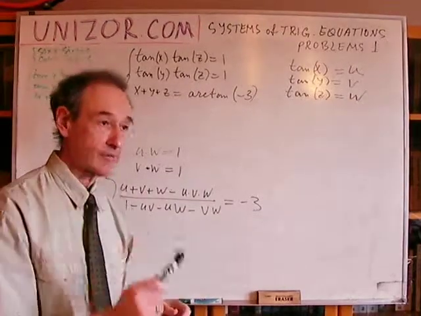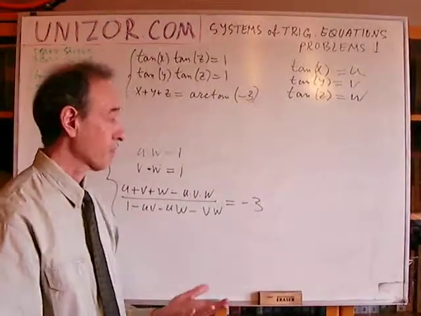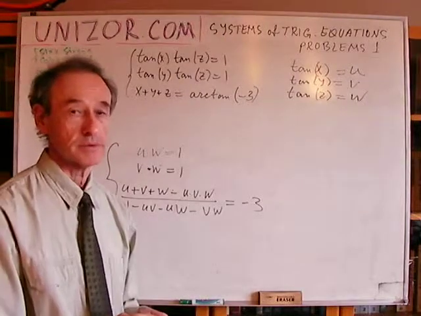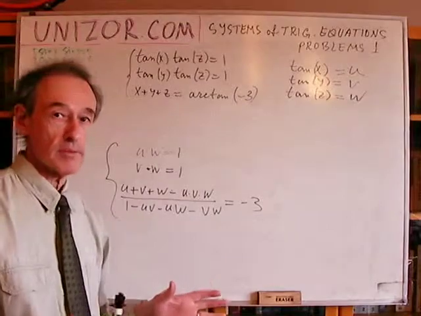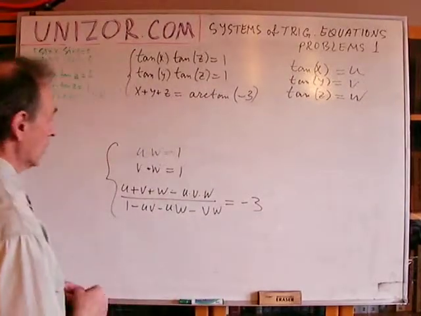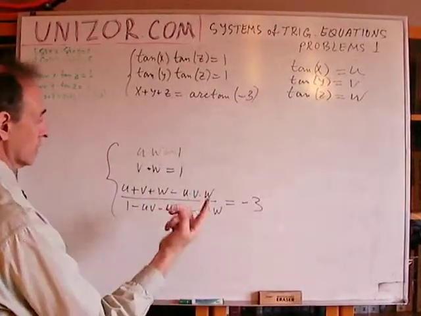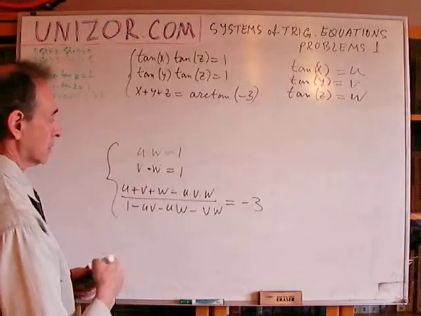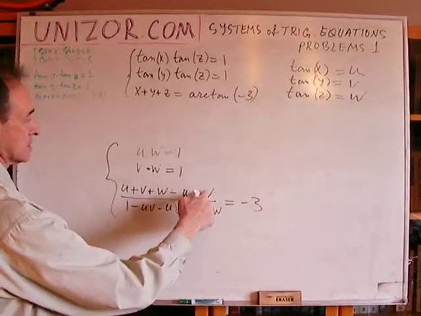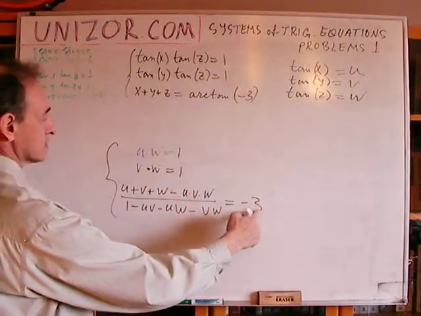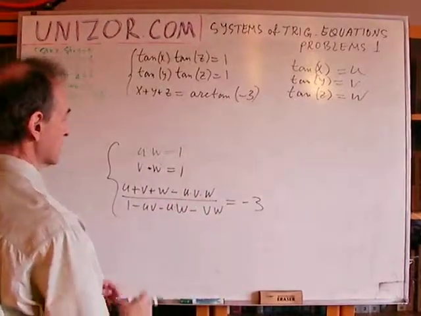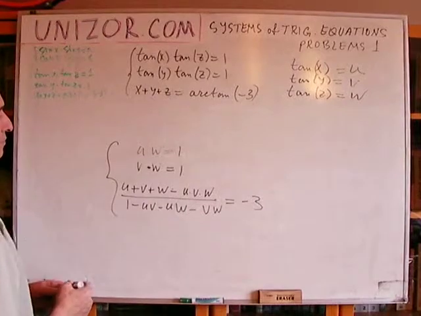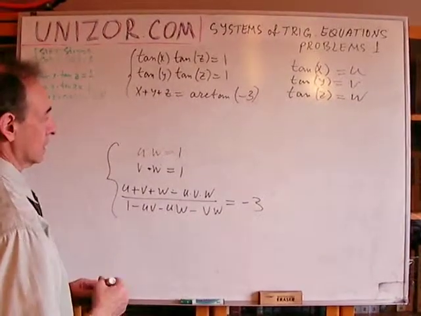So I have to really be careful about this as well. There are a lot of things to be careful about, right? The last equation I can rewrite as: this numerator is equal to minus 3 times the denominator. I can just multiply both sides by the denominator to have a linear result, without any kind of fraction.